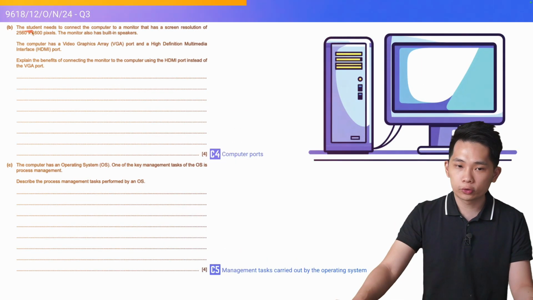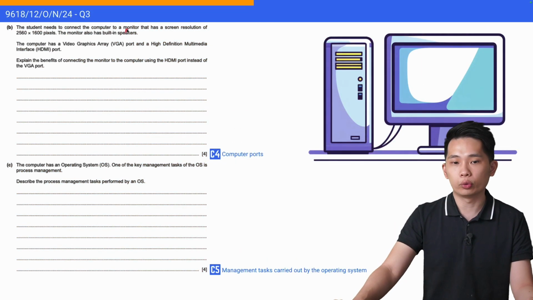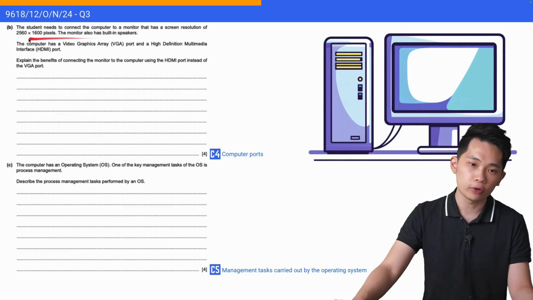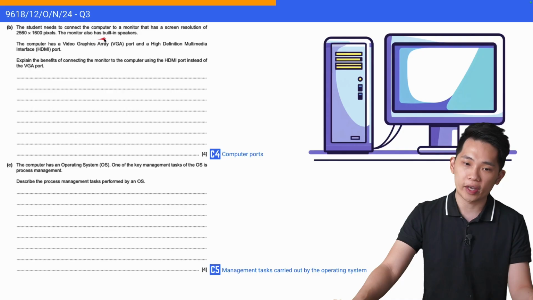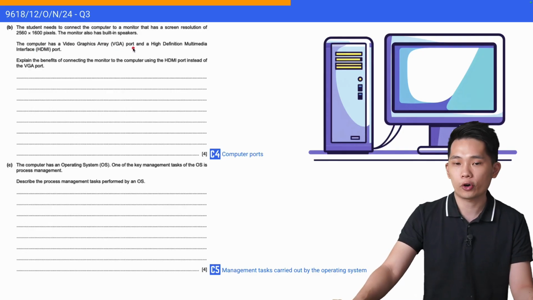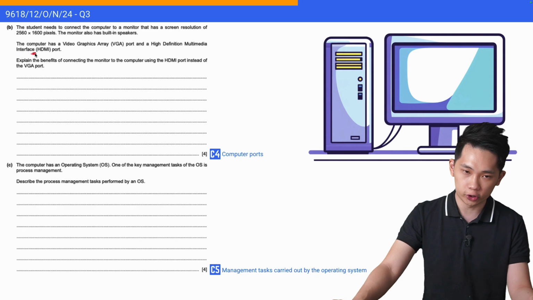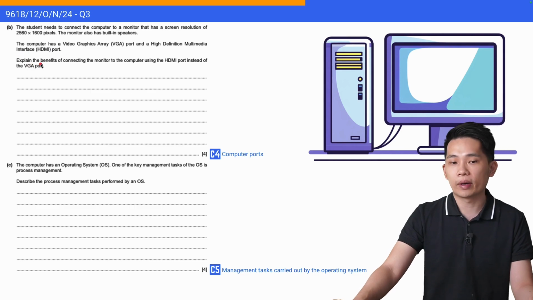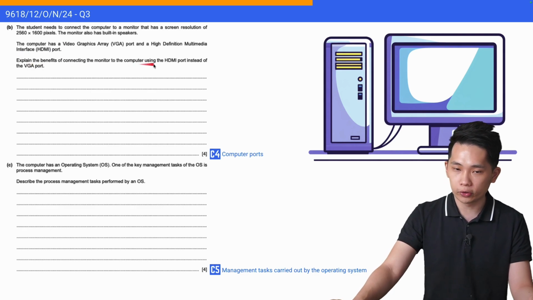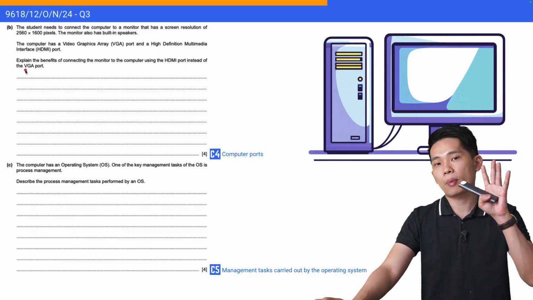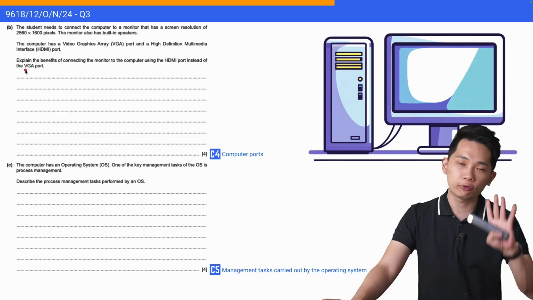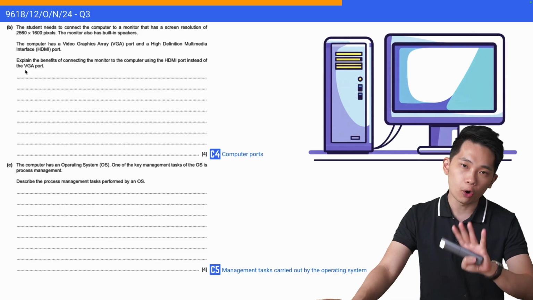The student needs to connect the computer to a monitor that has a screen resolution of 2560 times 1600 pixels. The monitor also has built-in speakers. The computer has a video graphics array, VGA port, and a high-definition multimedia interface, HDMI port. Explain the benefits of connecting the monitor to the computer using the HDMI port instead of the VGA port. This is a 4 marks question, so we can just list down 4 main advantages of HDMI over VGA.